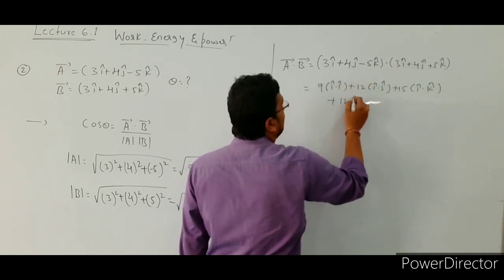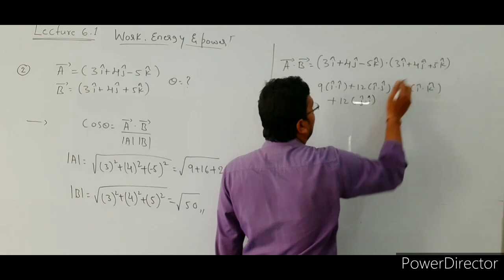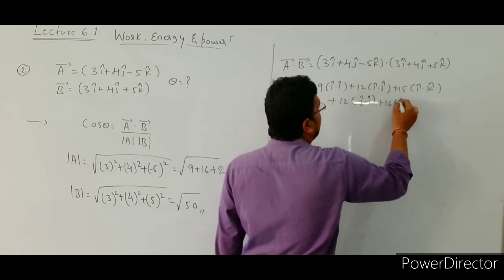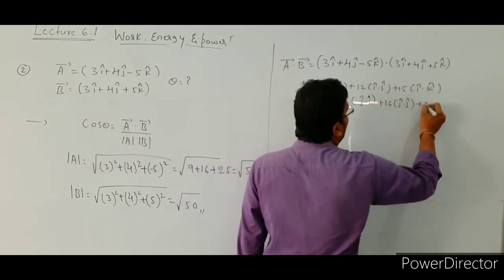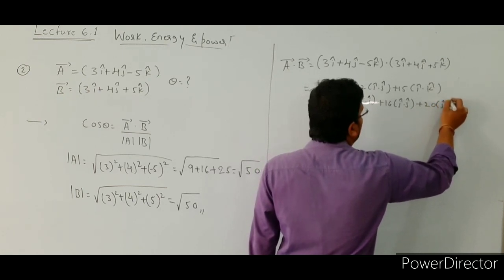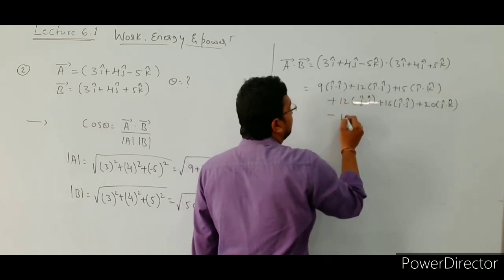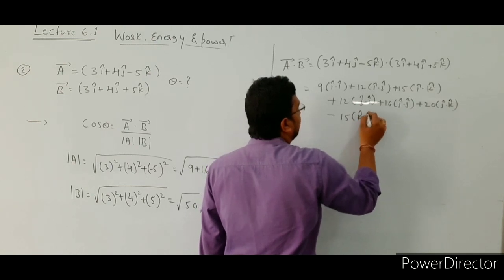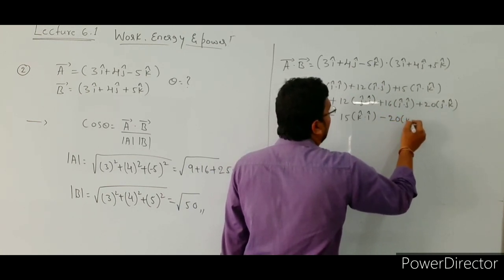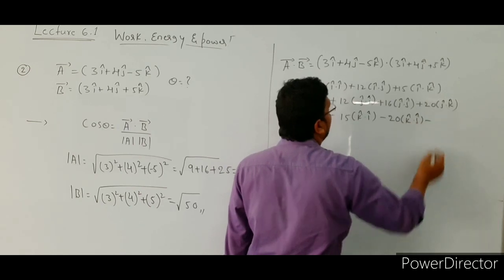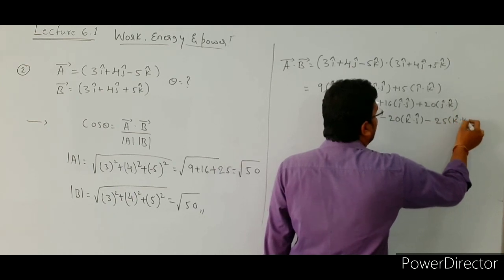Plus, next multiply 4 into 3, that is 12, j cap dot i cap; next 4 into 4, 16, j cap dot j cap; next 4 into 5, that is 20, plus 20, j cap dot k cap; plus, sorry, this is minus 5 into 3, minus 15, k cap dot i cap; next minus 5 into 4, minus 20, k cap dot j cap; minus 5 into 5, 25, k cap dot k cap.